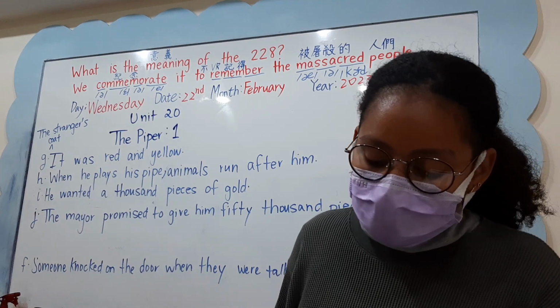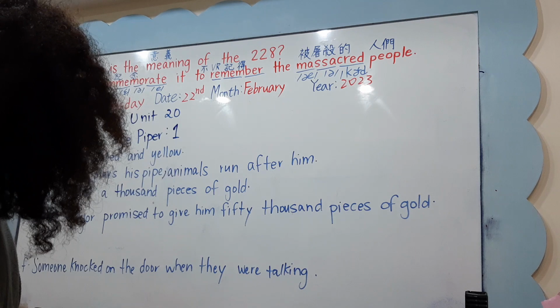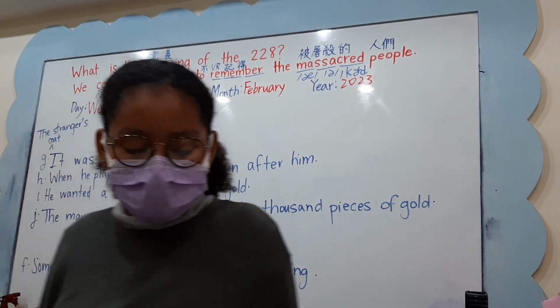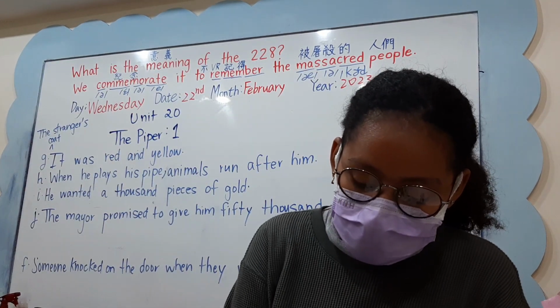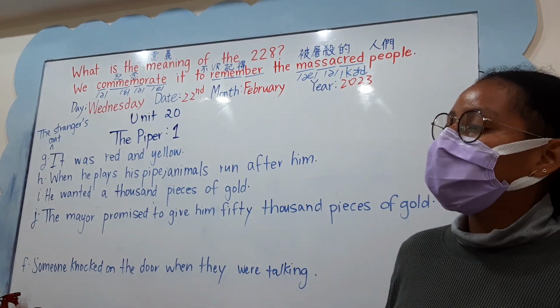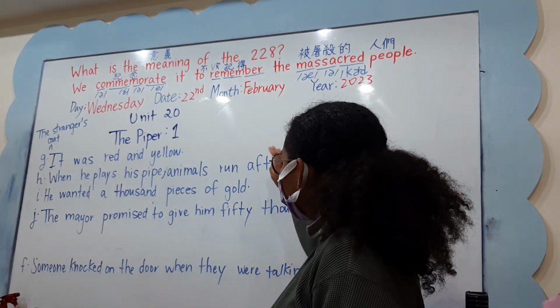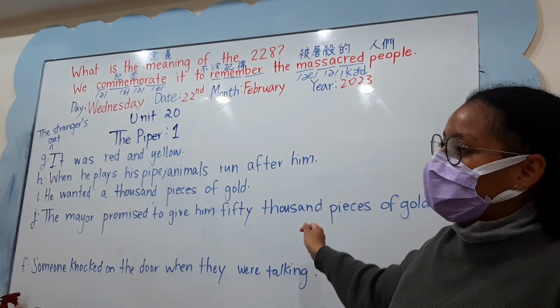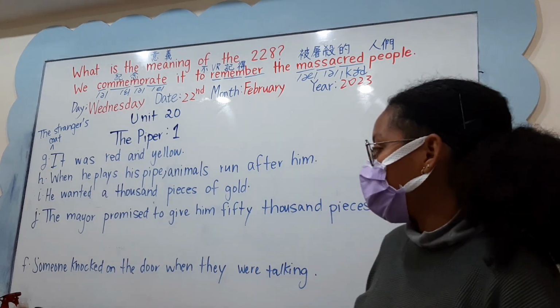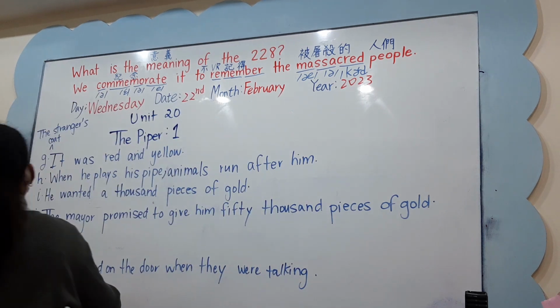Dora, what happens when the stranger plays his pipe? Okay, so when he plays his pipe, animals run after him. And how much money did the stranger want, Pinky? Okay, he wanted 1,000 pieces of gold. And cat class, how many pieces of gold, or how much money, did the mayor promise to give him? So he wanted 1,000 pieces, but how much did the mayor promise to give him? Okay, he promised to give him 50,000 pieces of gold. Good job.